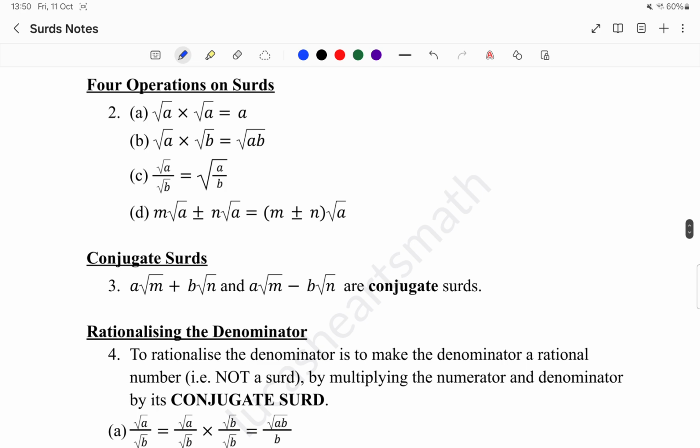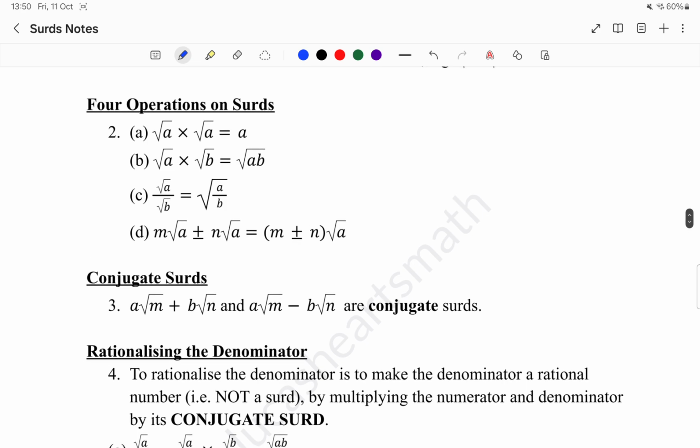What's important here is you need to know the basic operations on surds. In part A, you have root A times root A. When you have the same number multiplying each other, you represent it as a square. So let's say I have a root 2 multiplied by a root 2. You can write this as root 2 squared, then it will give you 2. So when you square a square root, you will remove the square root.